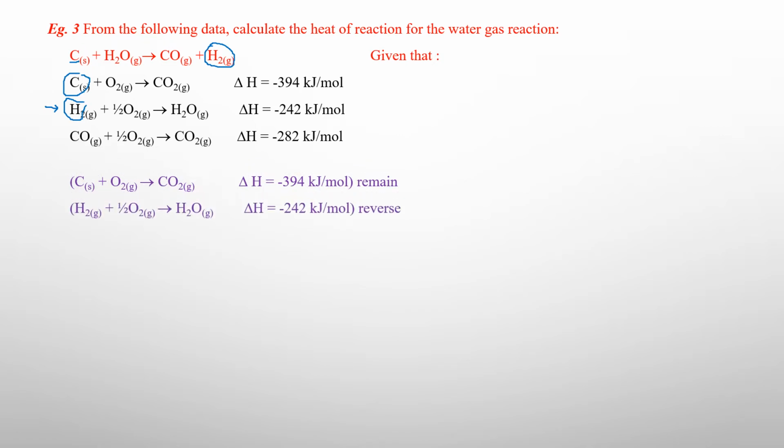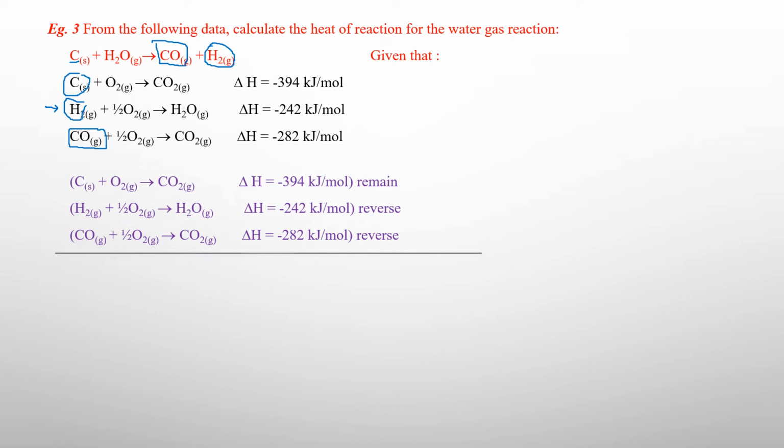Then we look at the last equation. In the last equation there is carbon monoxide on the reactant side. And in the given equation, we have carbon monoxide on the product side. We want carbon monoxide on the product side. So what we will do is to reverse the third equation. Now, once we do all these changes, let's implement the changes.